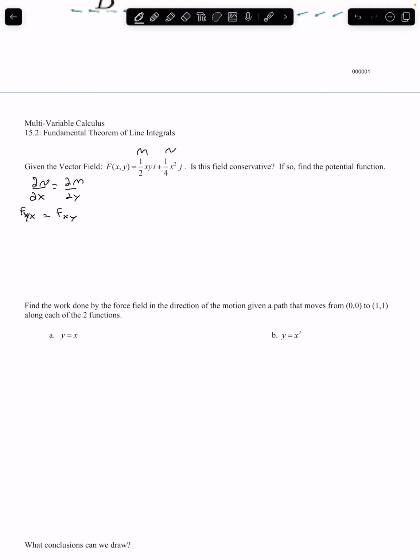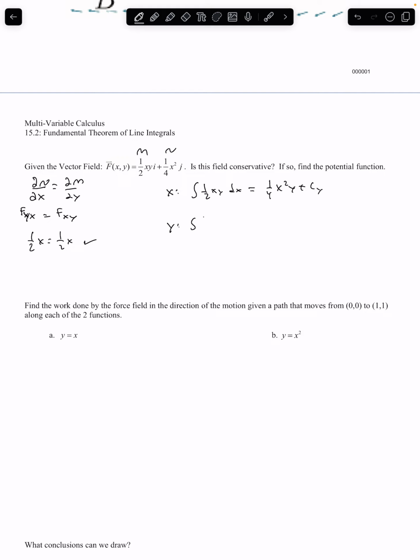And I can check that real quickly. The partial of N with respect to x is just 1/2 x. The partial of M with respect to y is also 1/2 x. So this is conservative. To get the potential function, remember we're just going to look at each component independently from each other. So looking at the x's, I am going to integrate M, the 1/2 xy, with respect to x, because I'm checking if the derivative with respect to x matches my original function. If I integrate this, we would get 1/4 x squared y plus some constant with respect to y.